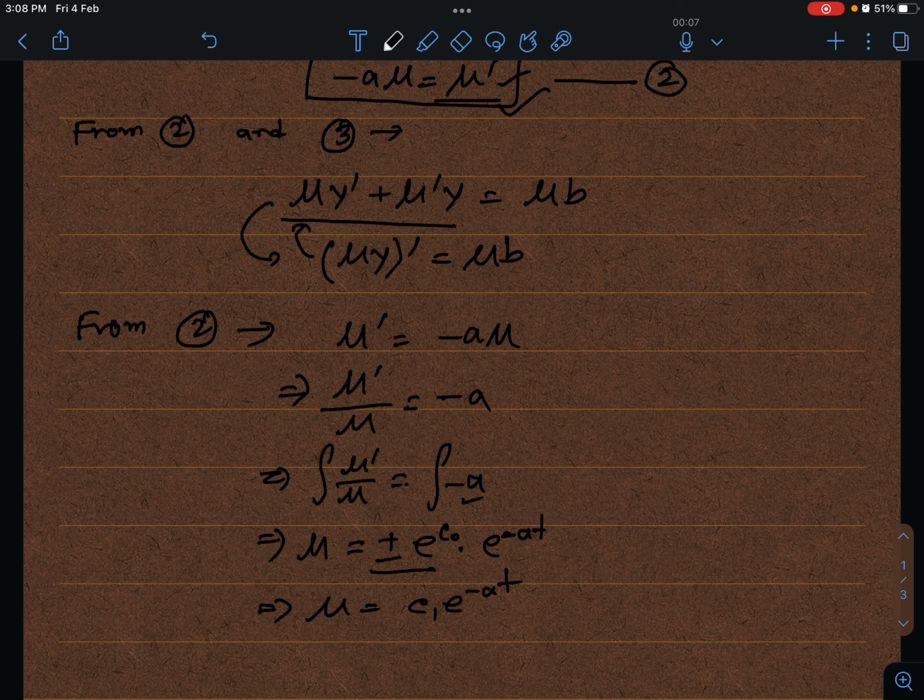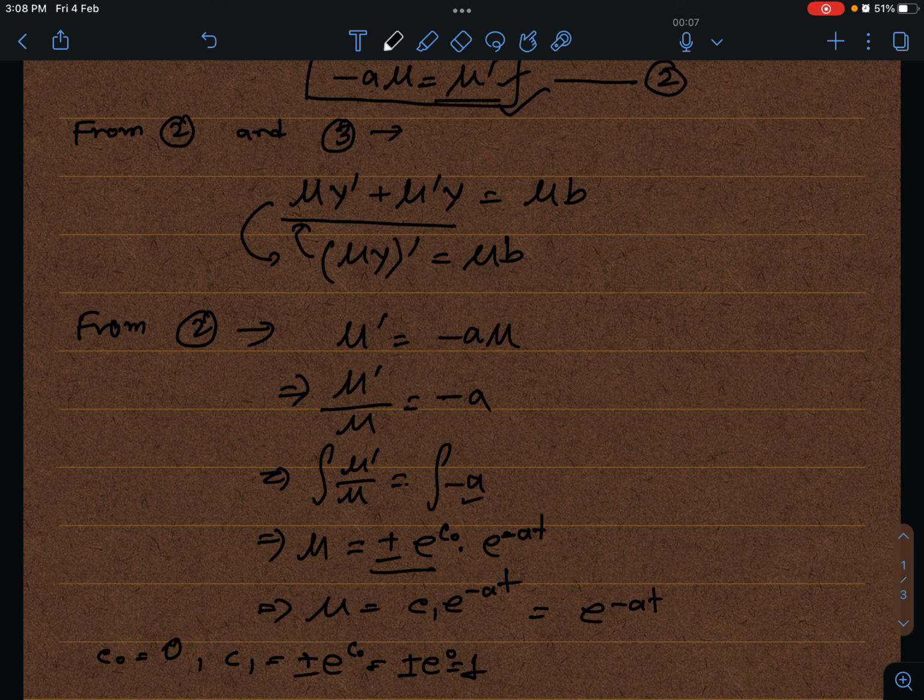And for the integrating factor, c naught is assumed as 0. All right. So this whole c1 becomes actually plus minus e to the power c naught, so plus minus e to the power 0, so it's 1. So this mu becomes e to the power minus at. All right.